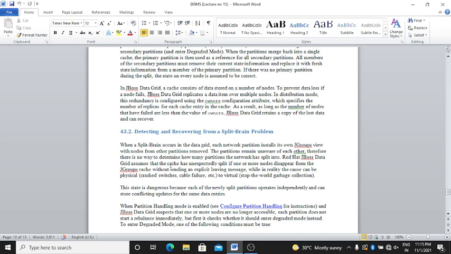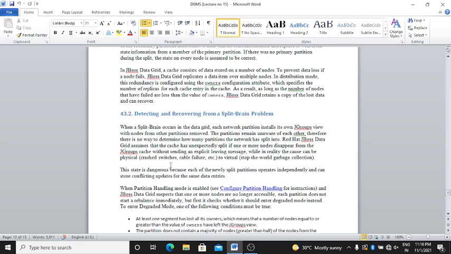Red Hat JBoss Data Grid assumes that the cache has unexpectedly split if one or more nodes disappear from the JGroups cache without sending an explicit leaving message, while in reality the cause can be physical or virtual. In physical, there is a crash, switch or cable failure, etc., and in virtual, stop-the-world garbage collection.